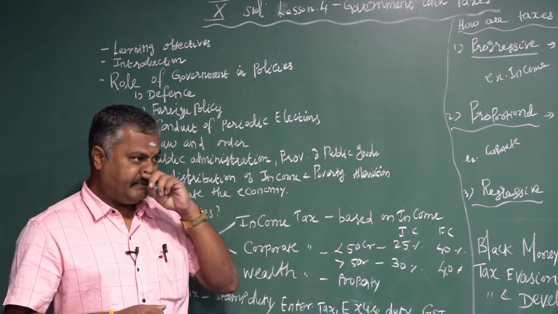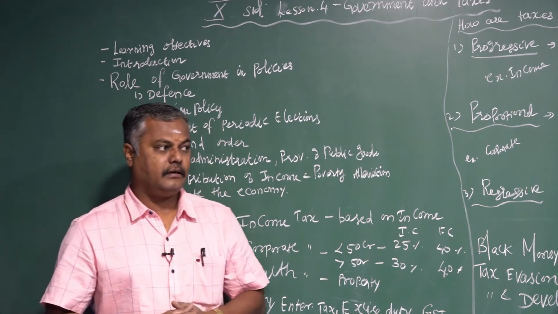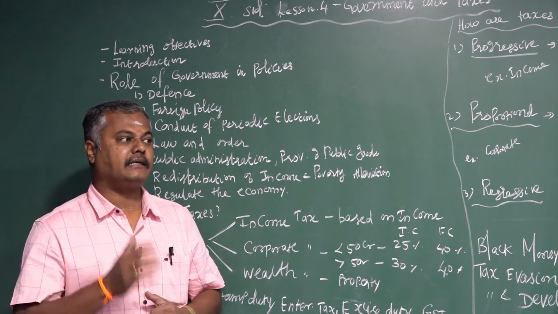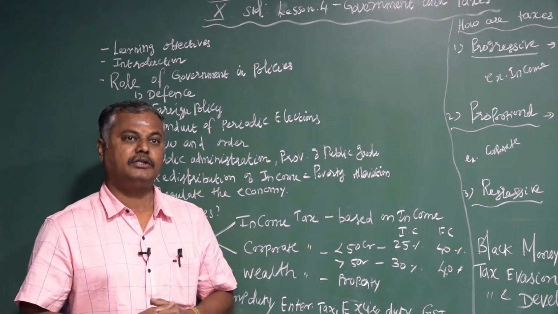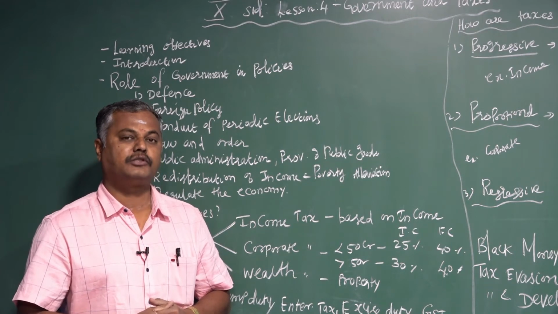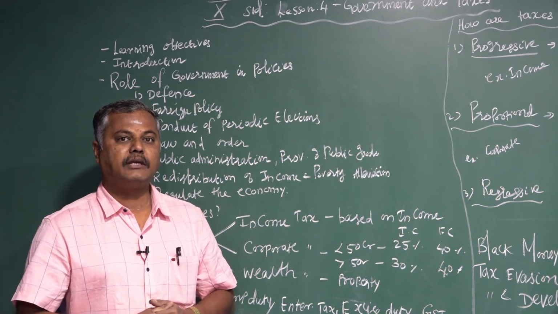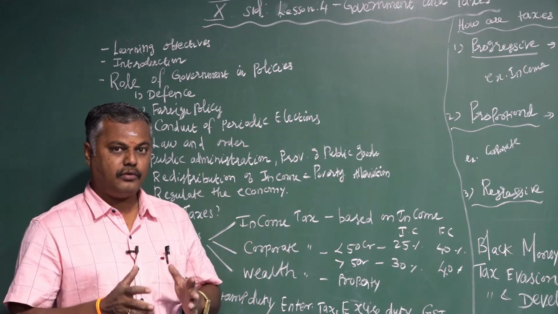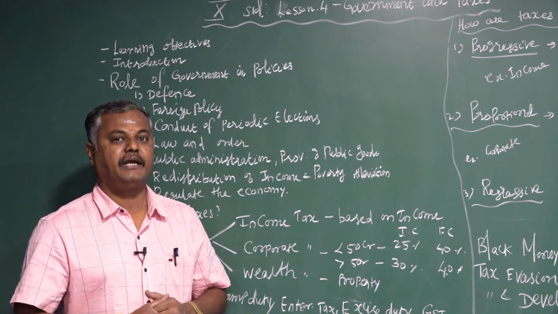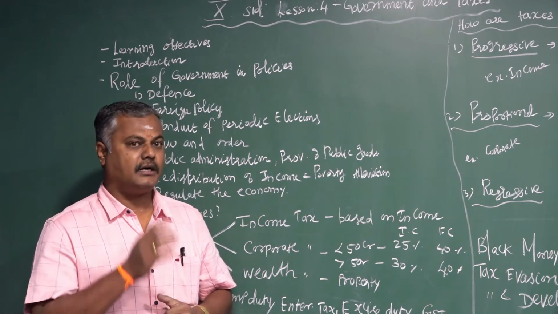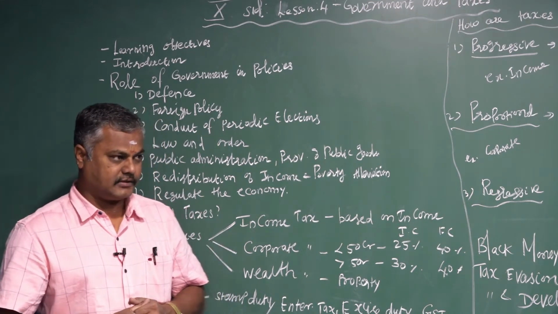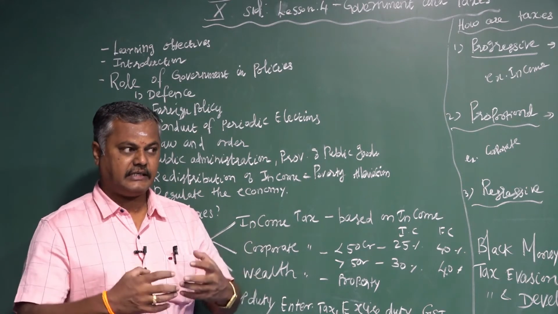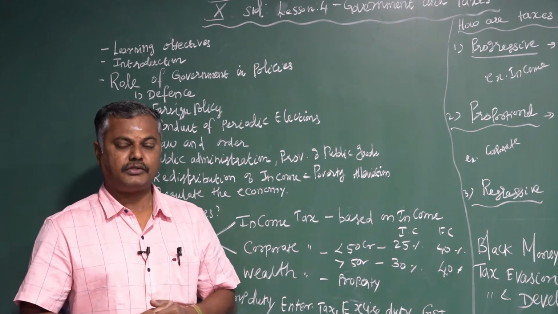Direct taxes are created on the income of the person. And indirect taxes are created on goods and services. Goods means the primary sector as well as the secondary sector, and services is the tertiary sector. So the amount of tax collected from the primary, secondary and tertiary sectors is called indirect taxes, by which the government mobilizes the financial resources of the country.